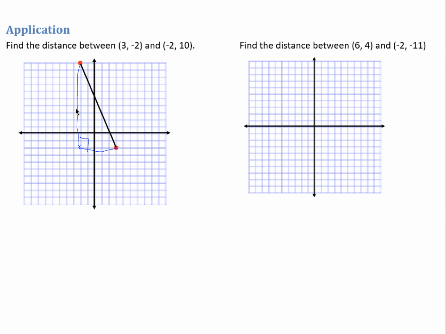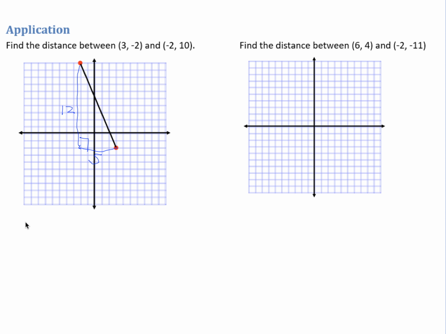So we can find this length. We can start here. This is at 10, and we go all the way down to -2. So this length is 12. This is -2, and this is 3. So that length is 5.